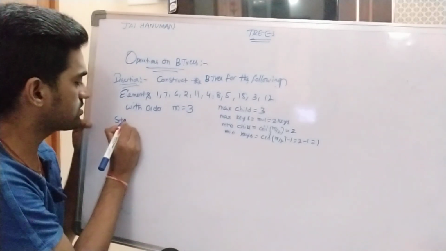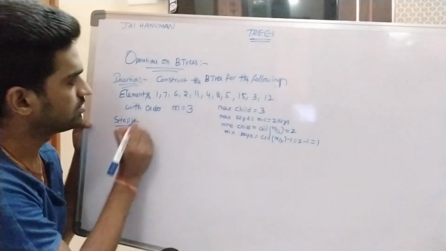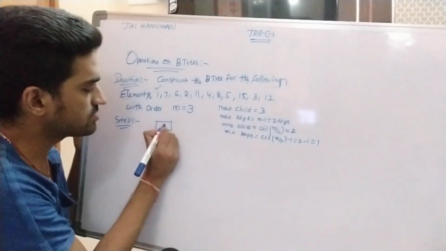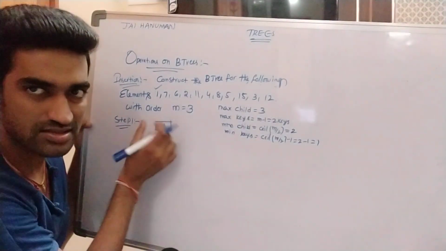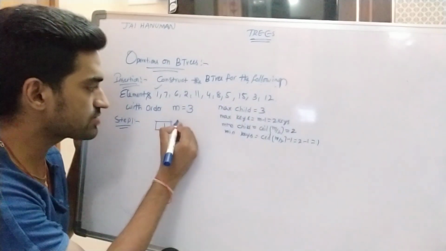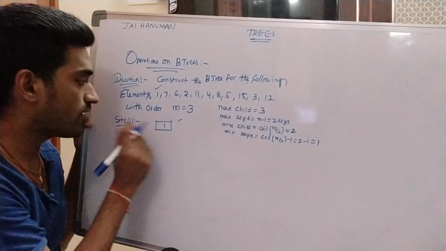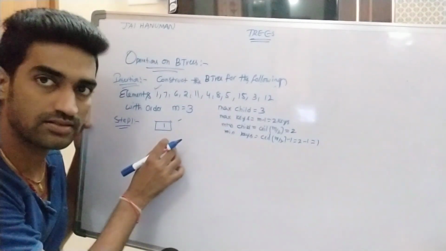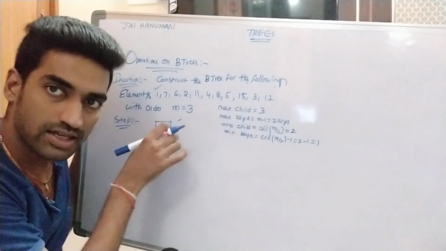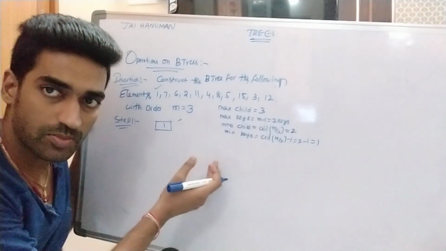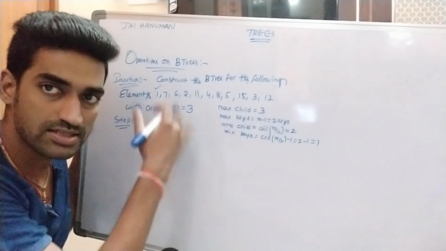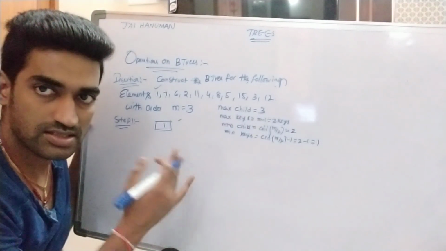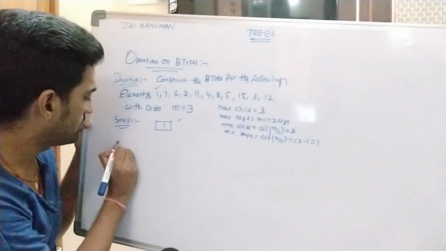In step 1, first of all we are inserting 1. It satisfies the B tree property. Why? Because this is only one node, so it obviously satisfies the B tree property. After inserting a key value into the B tree, we check whether the tree satisfies all the properties of a B tree or not. Only then can we insert a new key value into the tree. Otherwise, we adjust it to satisfy all the properties.